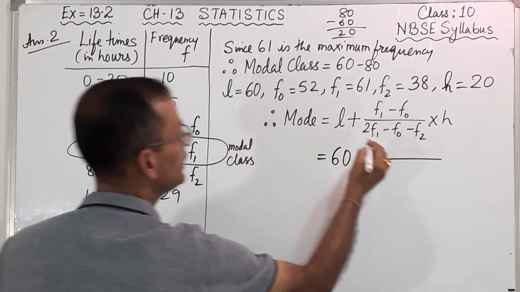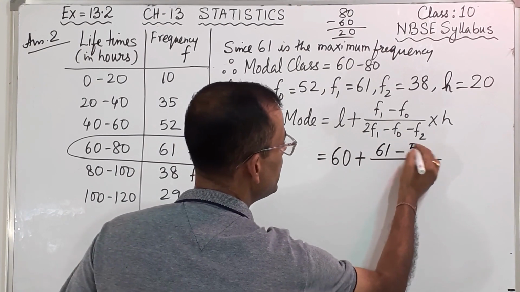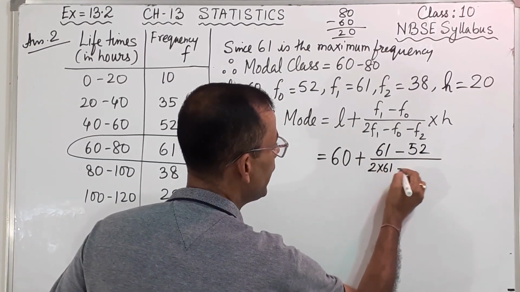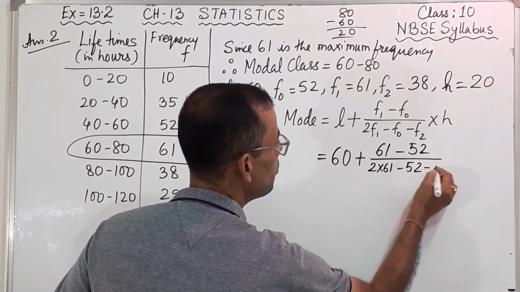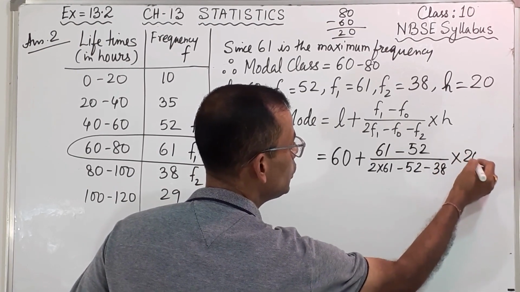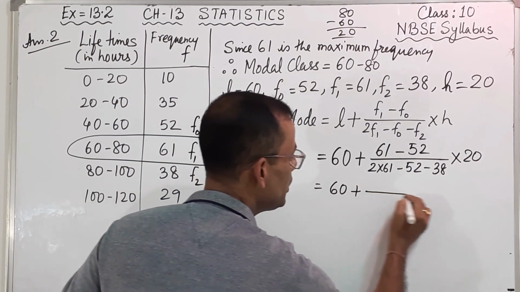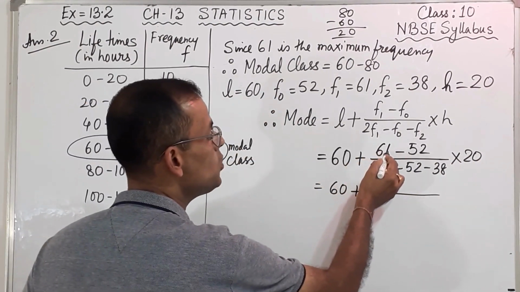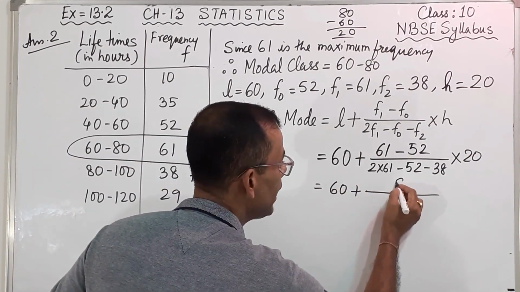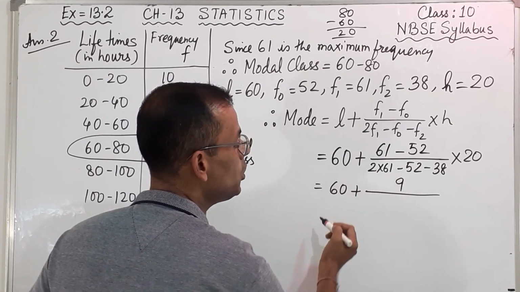Now F1 is how much? 61 minus F0 is how much? 52. Clear? Now 2 into 61 minus 52 minus 38, then into H is how much? 20. Now what will I do? 60 plus. Now I will draw this line first. Now 61 minus 52. So how much comes? It comes 9. Okay. Now here 2 into 61.